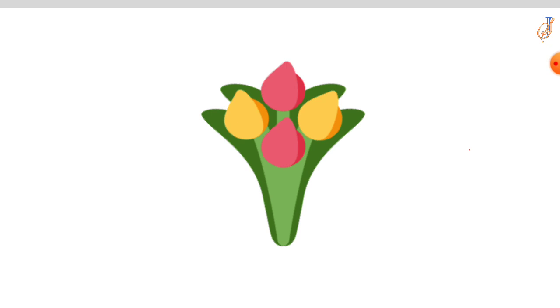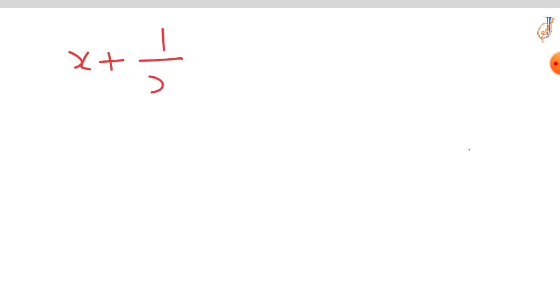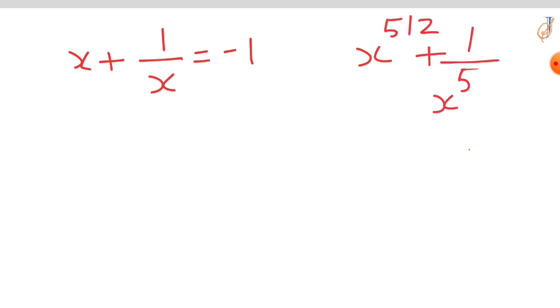In this video, we will explore a clever solution to a seemingly complex problem. The question is, if x plus 1 over x equals minus 1, then you have to find x power 512 plus 1 over x power 512. We need to find this value. Let's solve the problem step by step.